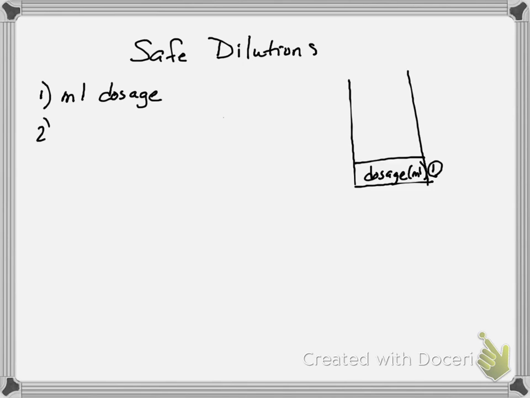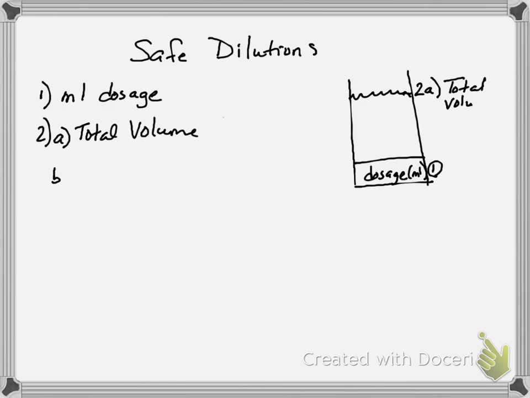My second part is going to have two subparts to it. There's going to be a part A and a part B. So in part A, they're going to ask me to solve for the total volume. And the total volume is just, when I'm all finished, how much liquid am I going to have in my container, in my cup. And so that's going to be 2A, and that's going to be for total volume. So I'm solving for a dosage, an ml dosage amount. I'm solving for the total volume, which is based on the final dilution, which is listed in the problem.